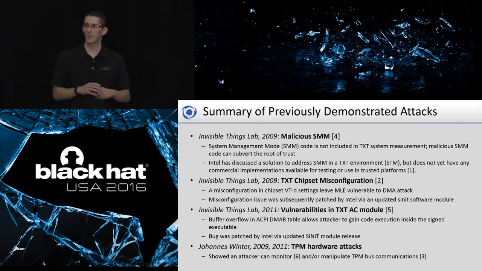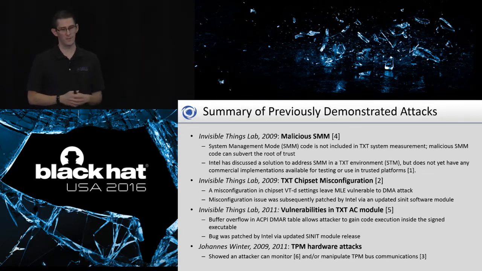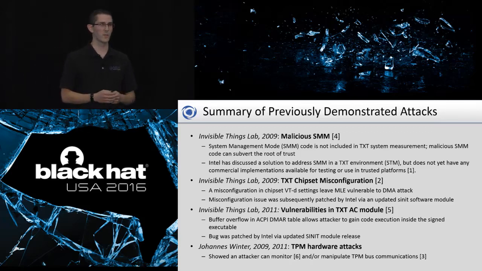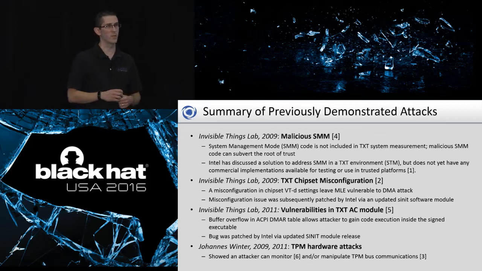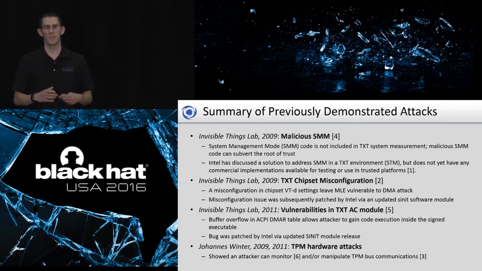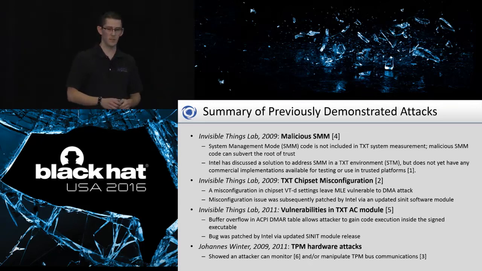So this is not the first talk that looks at undermining TXT. There's been a bunch of work here, so I just want to point out some of it. If you're not familiar with these and you're interested in this stuff, I encourage you to look up this work. Some really great stuff. Invisible Things Labs looked quite a bit at TXT a few years ago. They showed that you can use system management mode to bypass the root of trust measurement because it's not included in the measurement. Intel talked about this STM, the SMI transfer monitor, that can actually measure what's in system management mode, but we're still yet to see a real implementation of that in practice.